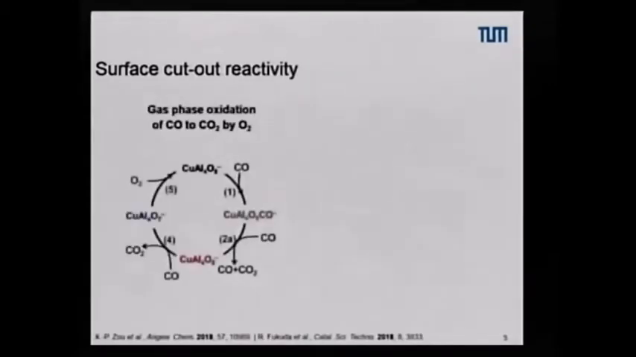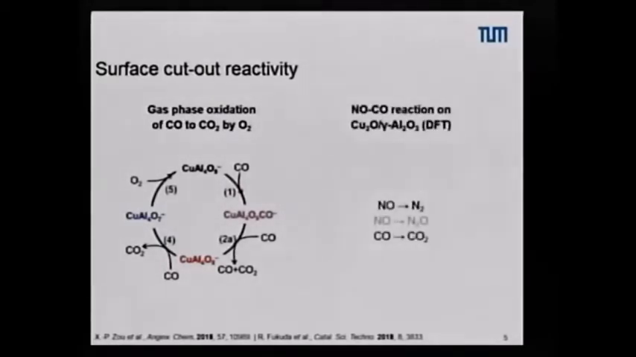So how do we want to get there, or what are examples? There are gas phase reactions that show this. This is the CO oxidation to CO2 on a copper aluminum oxide cluster, which was mass selected. Or there are also DFT calculations on the NO-CO reaction, which is important for 3-way catalysts, where you also have this dicopper oxide as a cutout on a gamma alumina surface. This was DFT calculated, and it works. So the literature also shows that using cutouts is viable and works.